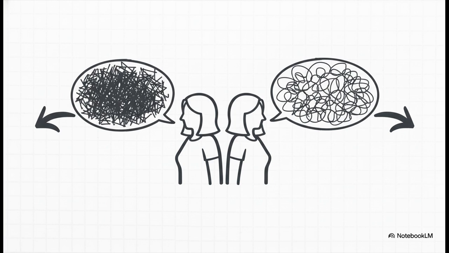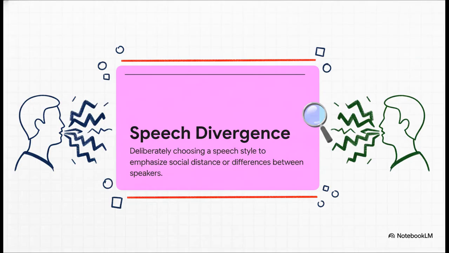It's a conscious choice to really lean into what makes us different. And man, it can be a powerful way to show who you are. So the key thing to get here is that divergence is deliberate. You are actively using your speech to create space. You're not trying to find common ground. You're basically shouting from the rooftops, hey, we are not the same.